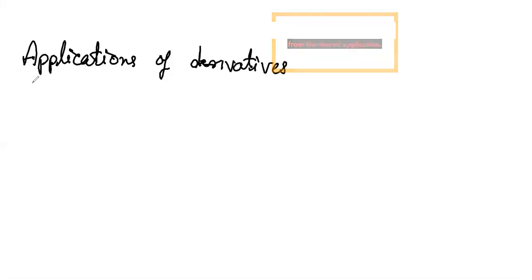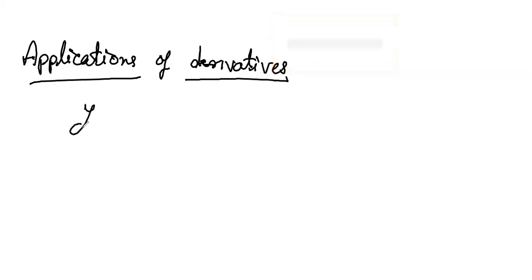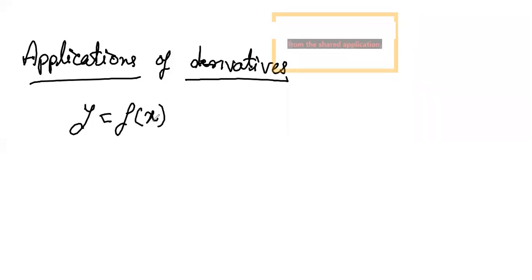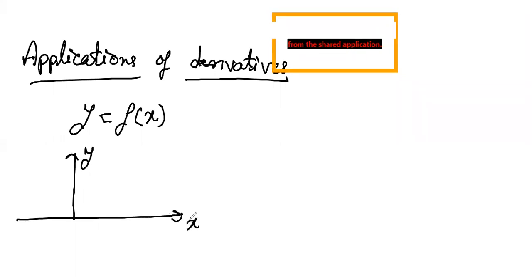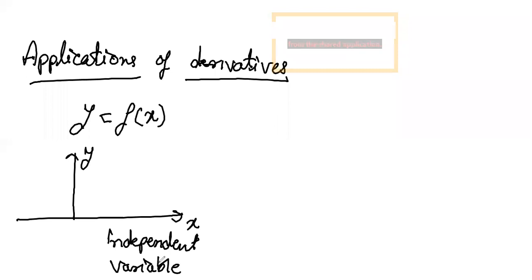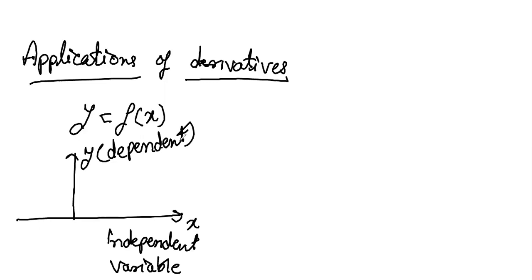Okay, so application of derivative means, what we have seen, if we have function y is equal to f of x, then y will be on the y-axis, means f of x, and this x is the independent variable, and y is the dependent variable. So let us say our curve is like this.